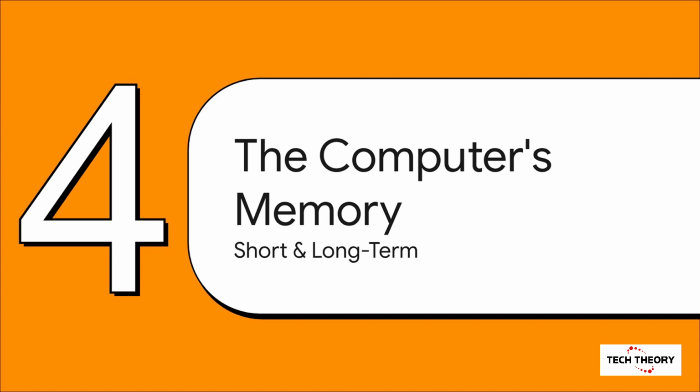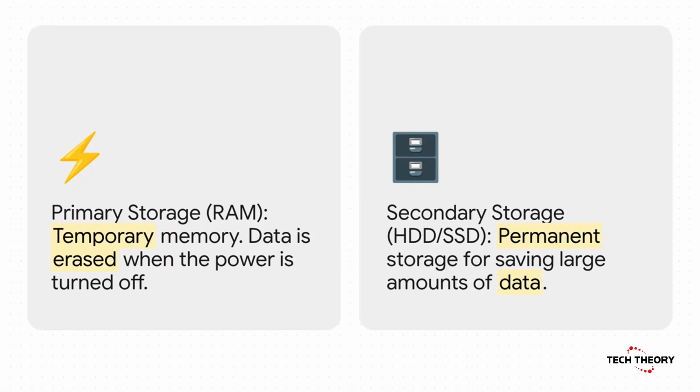Just like us, a computer has both a short-term and a long-term memory. And the best way to think about this is with an analogy. Primary storage, which is RAM, that's like your workbench. It holds everything you're actively working on right now. It's incredibly fast, but, and this is key, when you turn the power off, the workbench gets wiped completely clean.